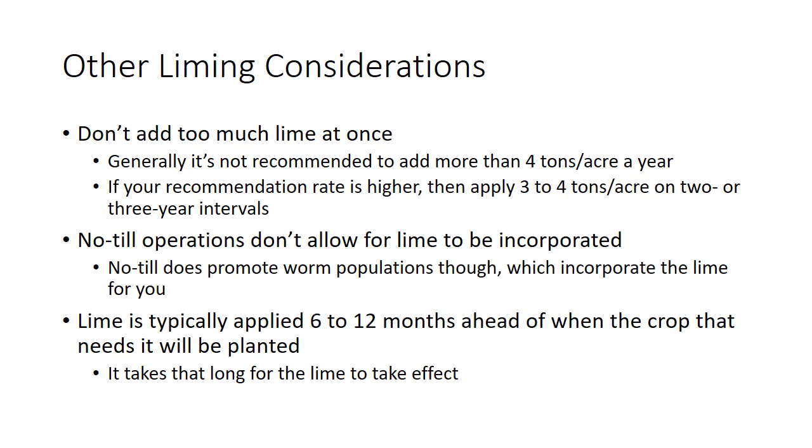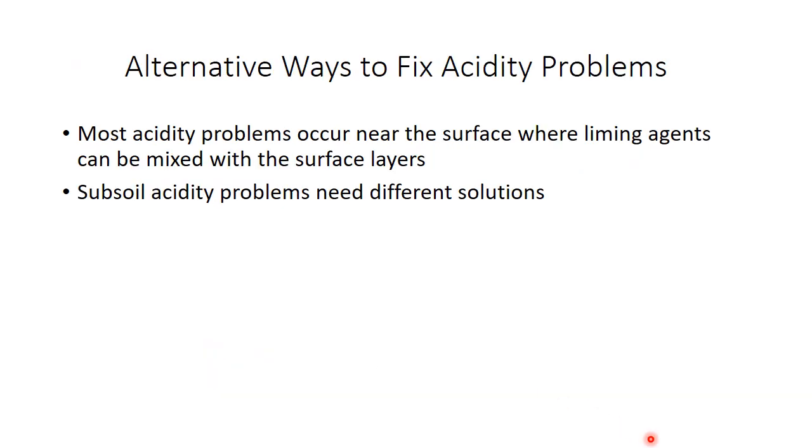Also, this takes a while for lime to react. We want to allow at least 6 months for lime to react to get the full effect on the soil pH, if not a whole year ahead of time. So we don't want to apply lime like we do for, say, nitrogen fertilizer, where it's right around the time that the crop's planted. Instead, we want to apply it 6 to 12 months in advance so that it has time for that lime to actually react and neutralize the pH.